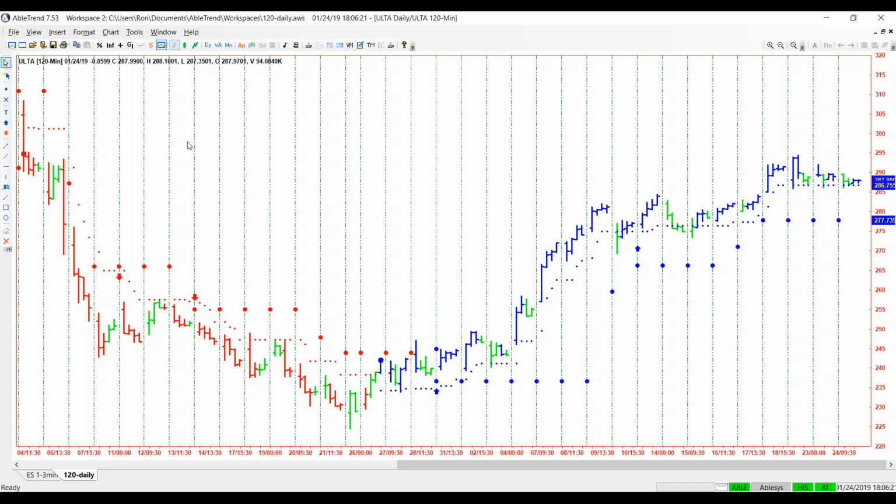So let's jump in and take a look. This is great for swing trading, again, especially option trading, or you can trade shares too, of course. We're taking a look at Alta right now, good stock for option trading. It has a lot of movement to it.